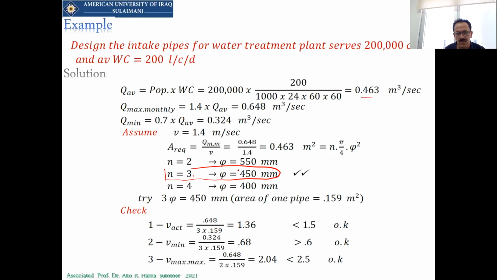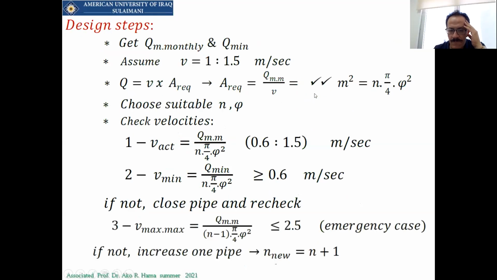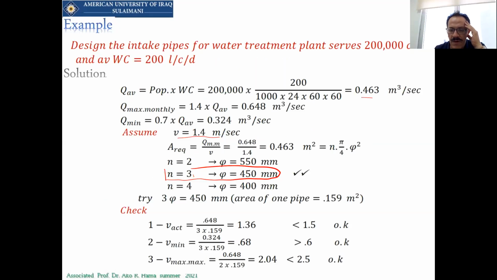Now it's time to check if these diameters are correct or not. How to check this one? We have to check the velocity. We assumed a velocity, but now we have to check the actual one. How do we know that the area of one pipe is 0.159? Because we already found the area required.